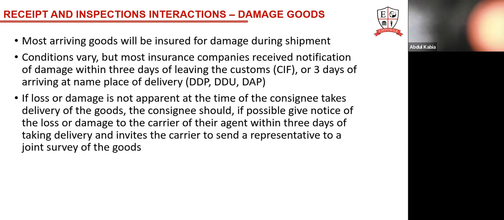If loss or damage is not apparent at the time the consignee takes delivery of the goods, the consignee should give notice of the loss or damage to the carrier or their agent. You need to actually verify things together, and you should make sure you follow the contract. If it says you have to report within 3 days, you need to report within 3 days. It's just telling you the inspection process and to follow the agreed contract. So in the receipt, there should always be verification against the contract. Once there are deviations, you also need to report. You need to take the deviations and report.